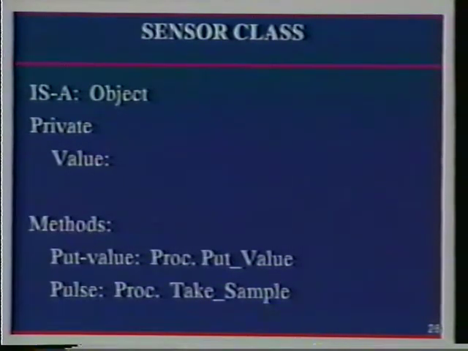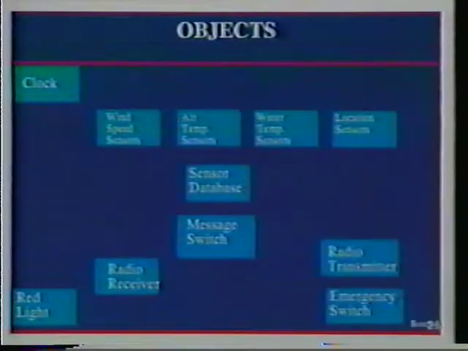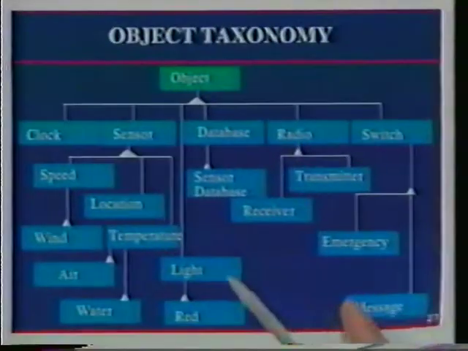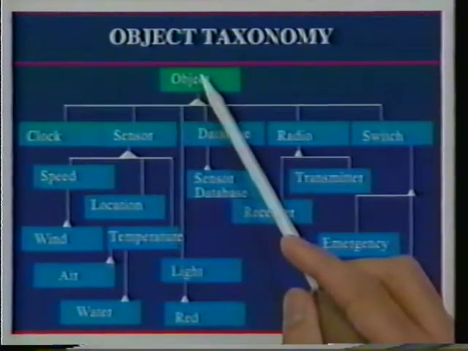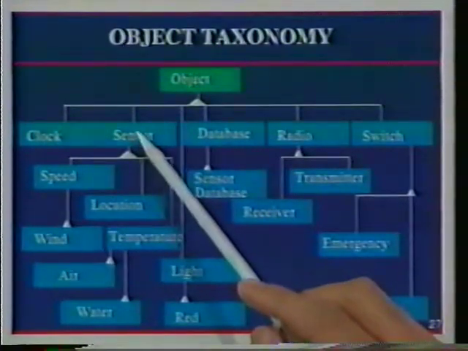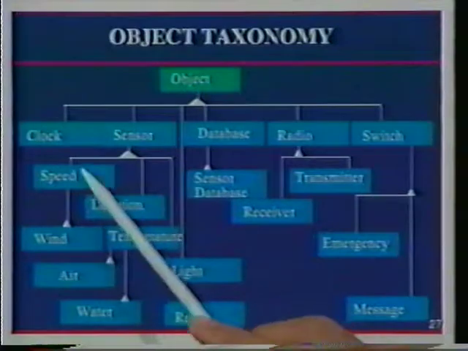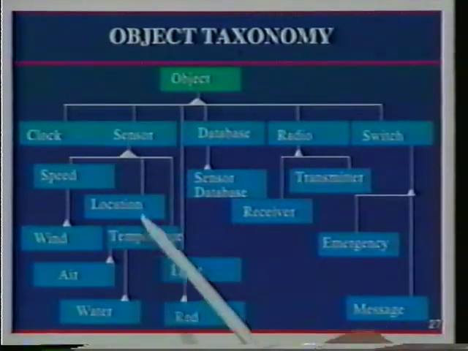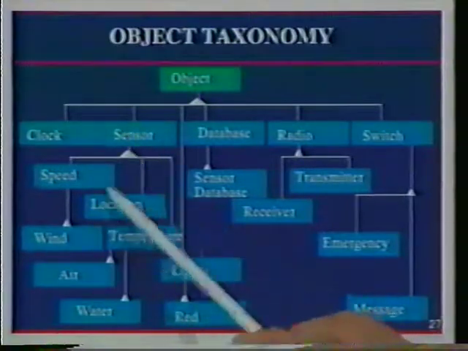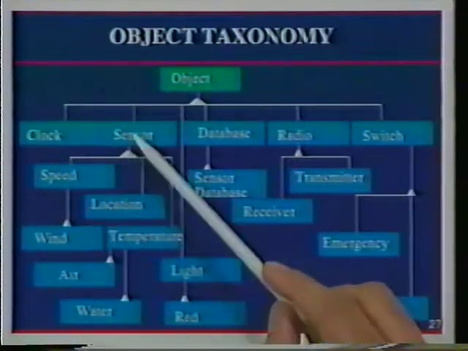Now the sensor class, if you look into the taxonomy here, is a subclass of this object. The sensor object is a subclass of this object, and the speed sensor is a subclass of sensor, the location sensor, or the temperature sensor. All of them have very similar features around here. So that's why I developed these sensor objects.